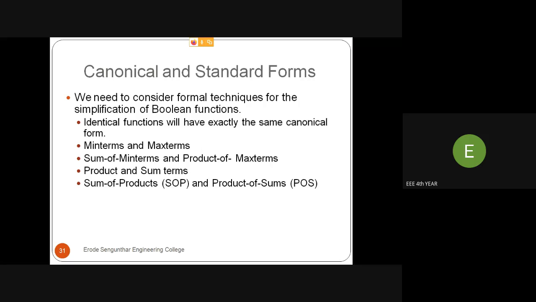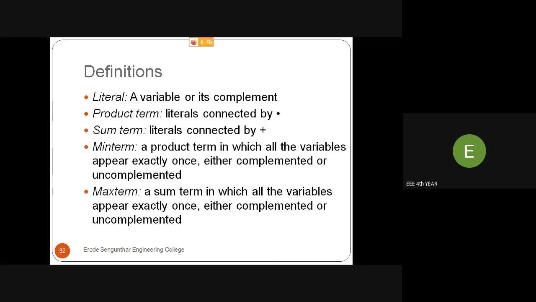It consists of min terms and max terms. Min terms as sum of products and max terms as product of sums. So sum of min terms, and product of max terms. Sum of product is considered as SOP and product of sum is considered as POS. Okay, definitions: min terms, max terms, terms, literals.